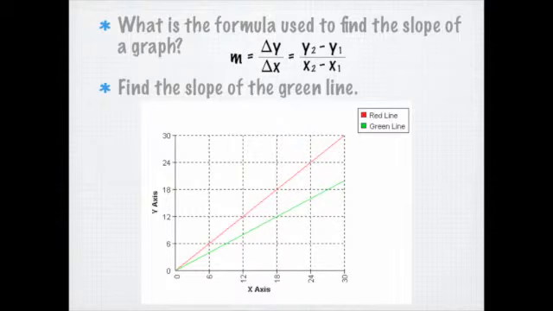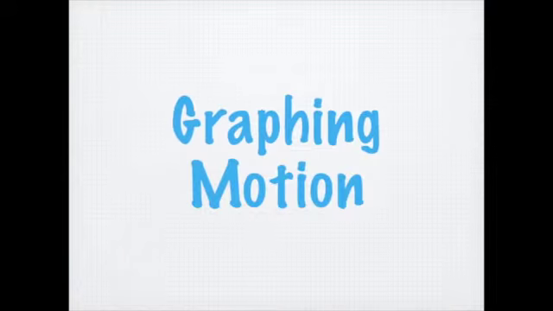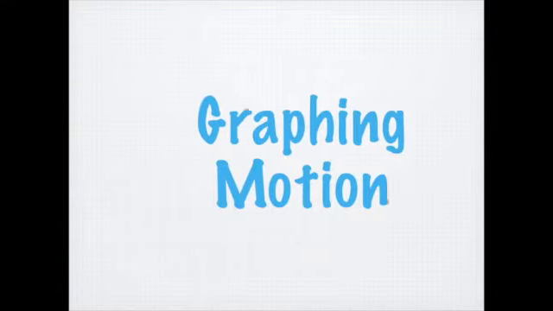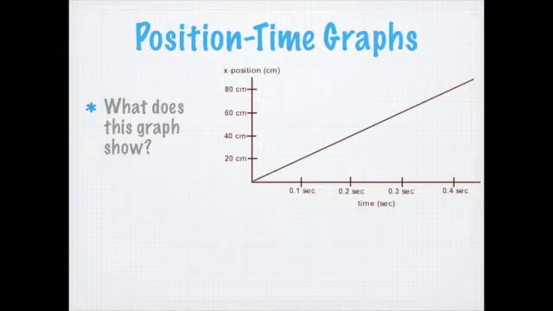Here's the formula for slope, and if you calculated the slope of the green line to be 0.75, you would be correct. Now let's get serious about graphing motion. We will start by looking at position time graphs. Let's start with this. What does this graph show?